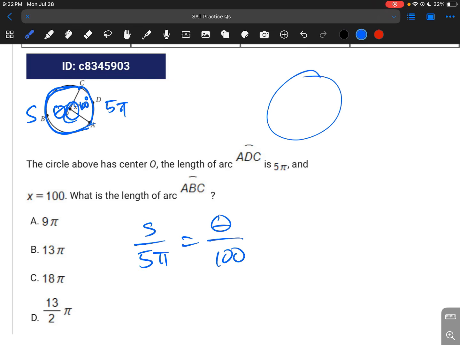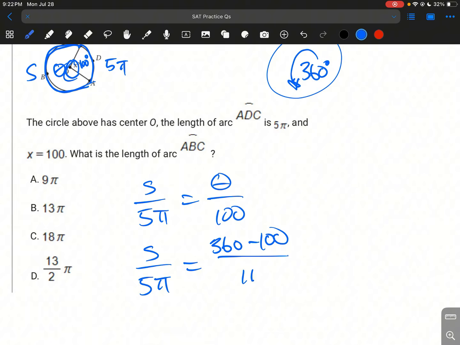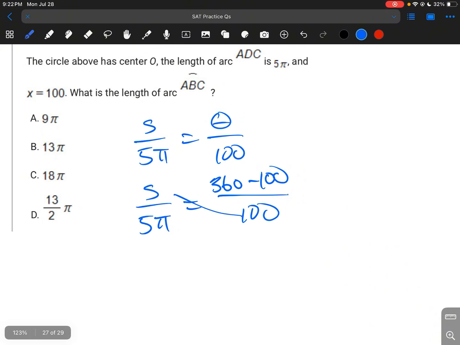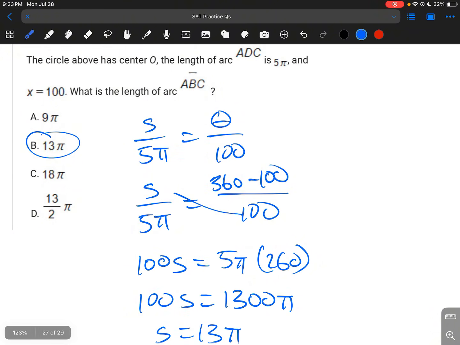And we know that all circles have to be 360 degrees. So you can say S over 5 pi is equal to 360 minus 100 to get the other side, 260, over 100. And you can solve this by cross multiplying. So you can say 100S is equal to 5 pi times 260. So you can say 260 times 5 is 1300. So 100S is equal to 1300 pi. And divide this by 100, you get S is equal to 13 pi. So the answer is B.